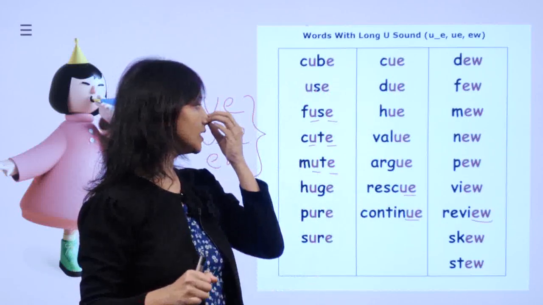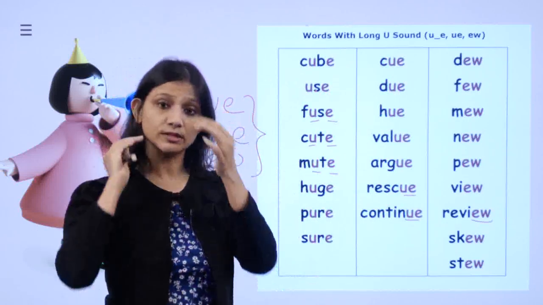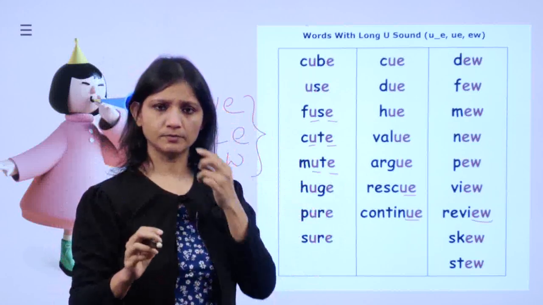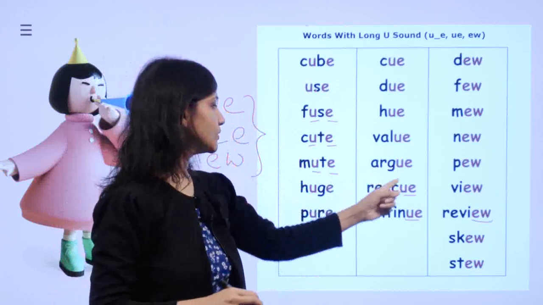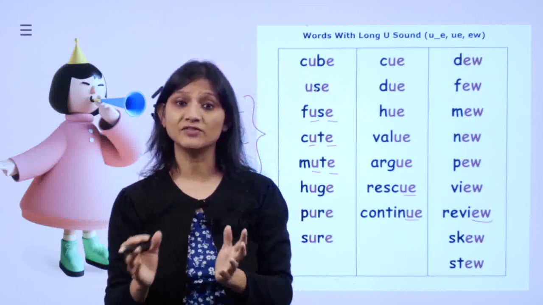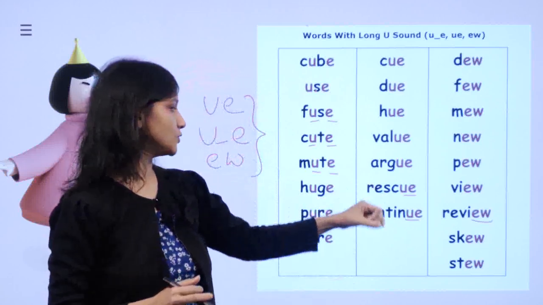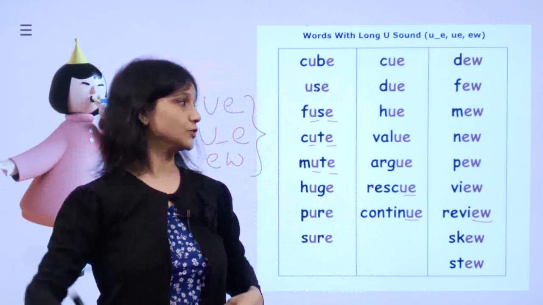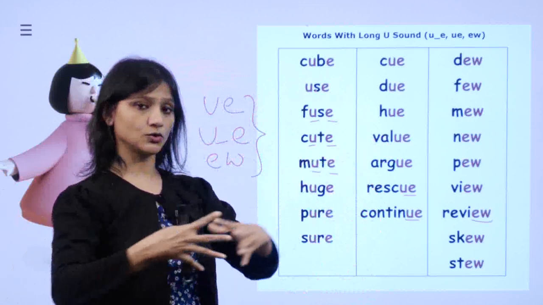Hue. Values. There are values that are taught to you. Value. Argue. Do not argue with me. Sometimes people say, do not argue. So U-E. Rescue, when somebody saves you. Rescue. Continue. When you do the things again and again. Continue. Alright. So that is U-E together.